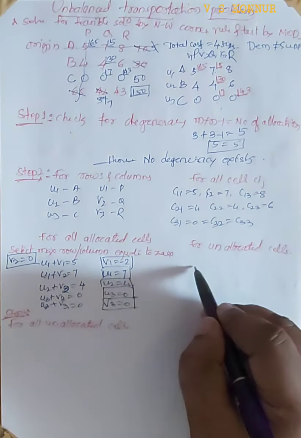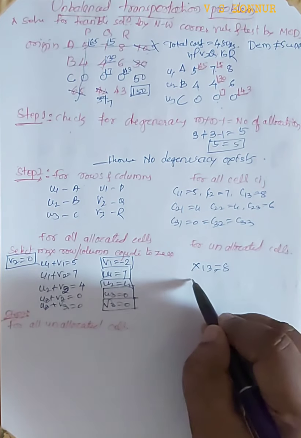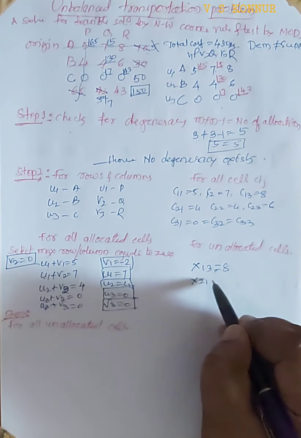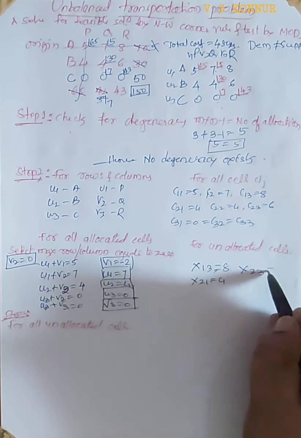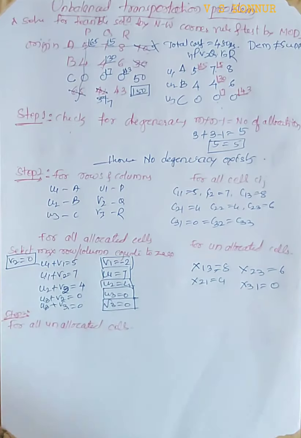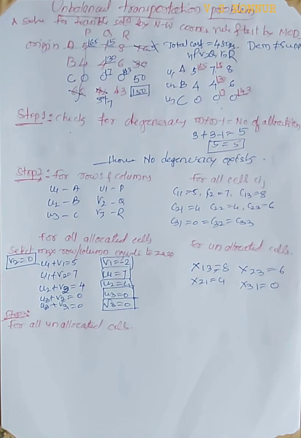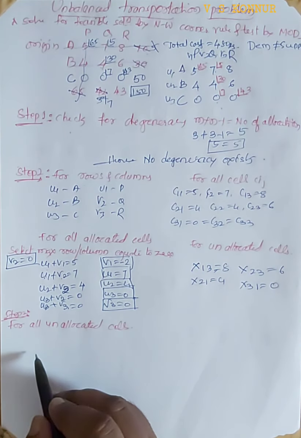Next we'll go for all the unallocated cells. Unallocated cells are x13 is equal to 8, x21 is equal to 4, next x23 is equal to 6, x31 it is equal to 0. So 4 unallocated cells are there. For these 4 unallocated cells we have to calculate the value of xij. So we'll compute the xij value here.